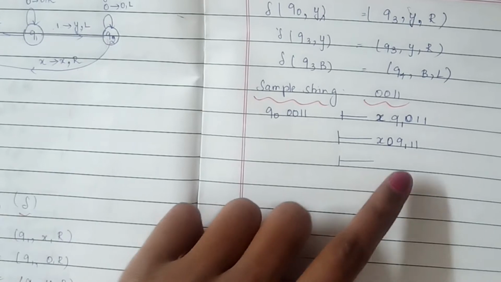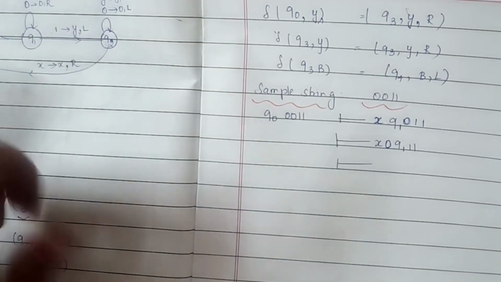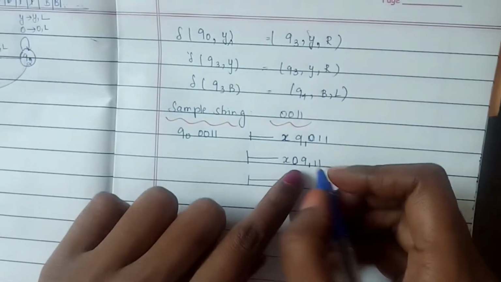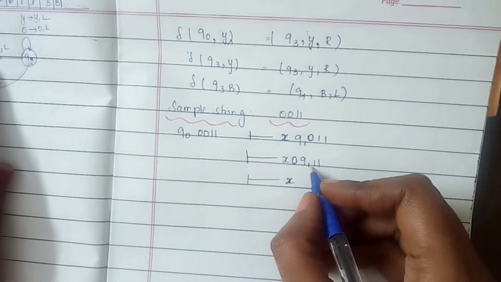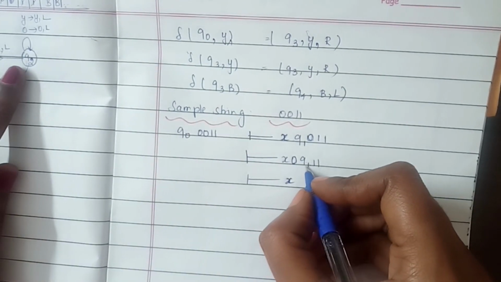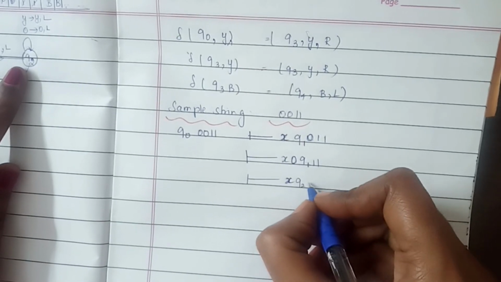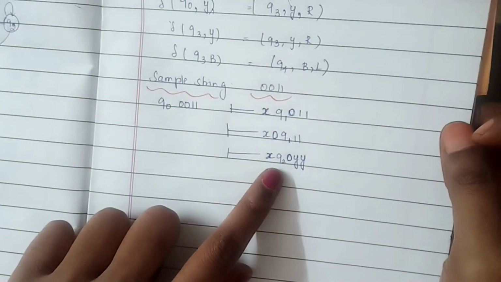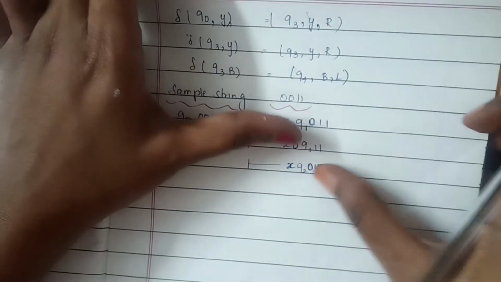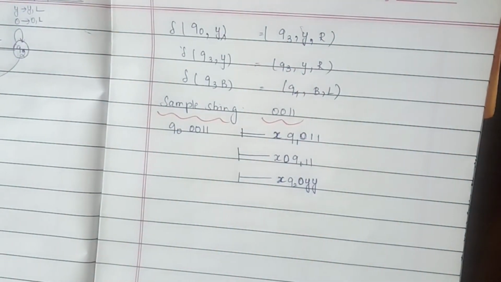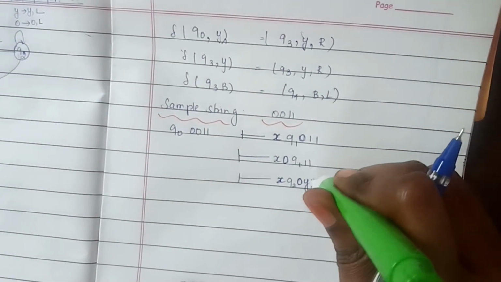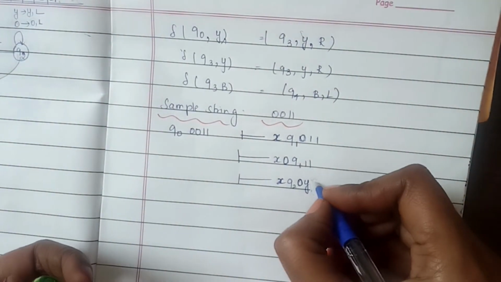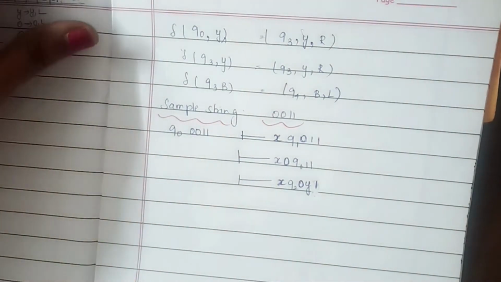When you move left, you have to write the state on the left side and the symbol on the right side. So X, the state will be on the left. This 1 is changed to Y, right? The state is Q2. So Q2, 0 and Y. So X Q2 0 Y 1. Only one is changed, right? So it is 1.